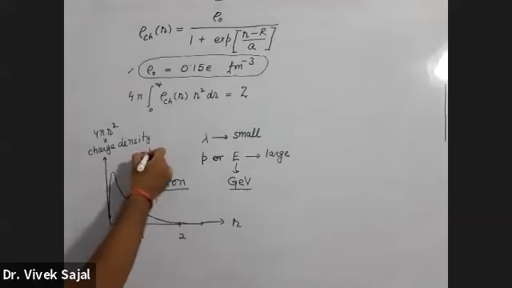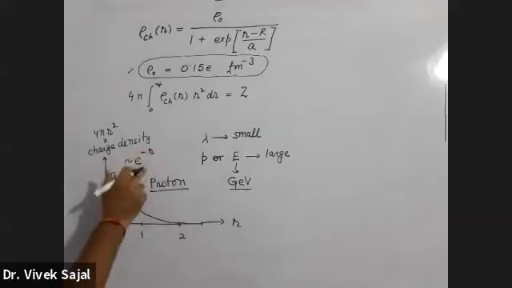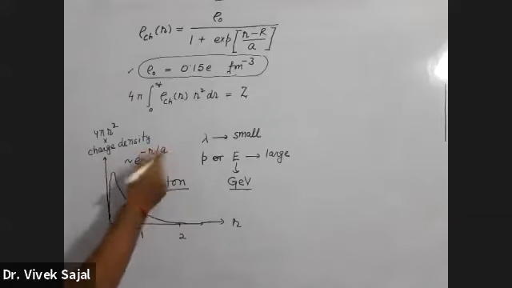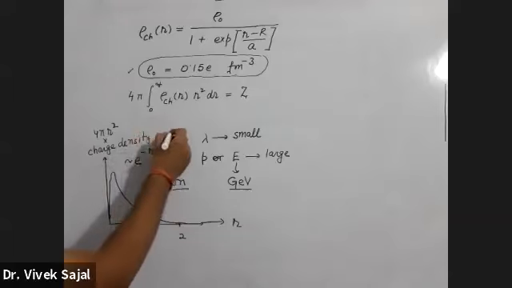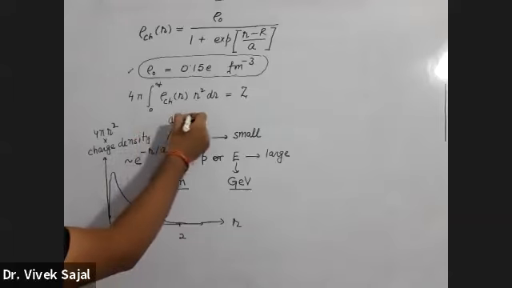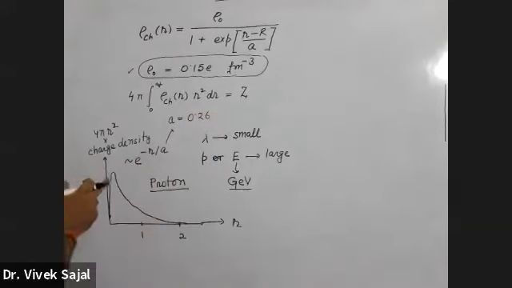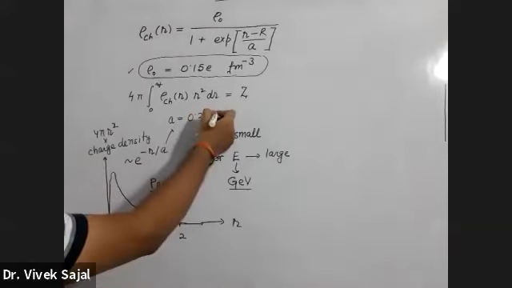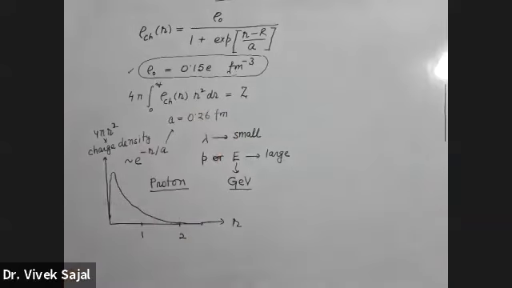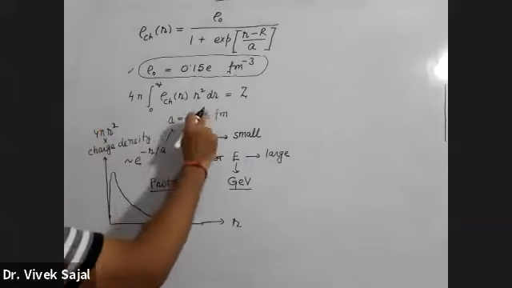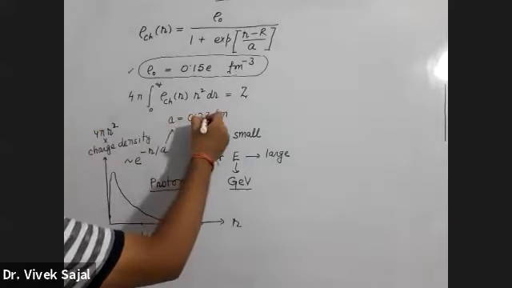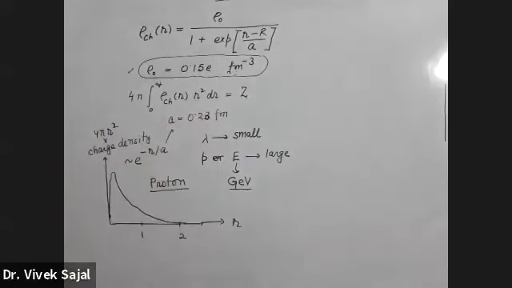It varies as exponential e to the power minus r by a, and this a is equal to 0.26. This is the scale on which this charge distribution is decreasing. This is 0.26 Fermi, roughly 0.26 or 0.23 rather. This is 0.23 Fermi.